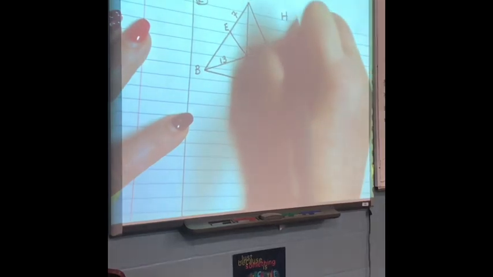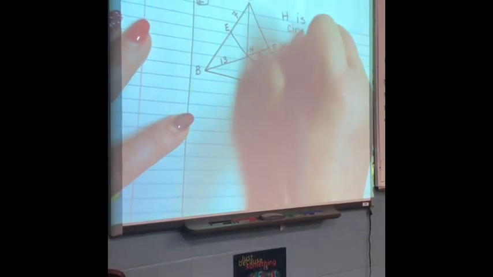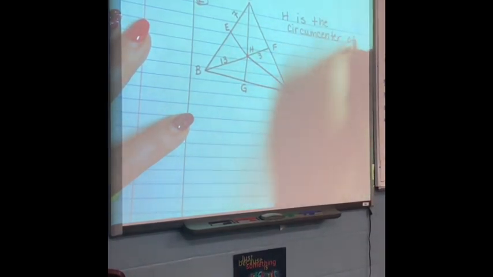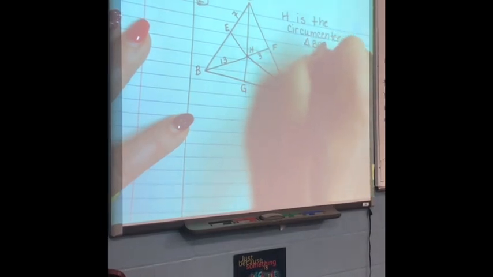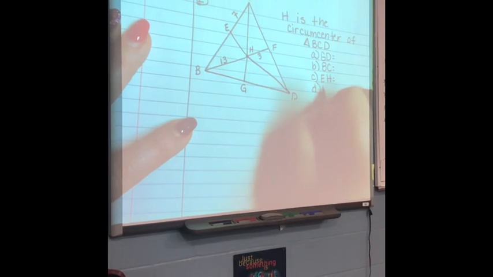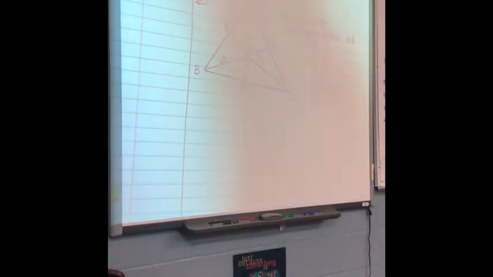All right, H is the circumcenter. And we're looking for GD, BC, EH, FD, and CD. All right, those are the ones you're trying.